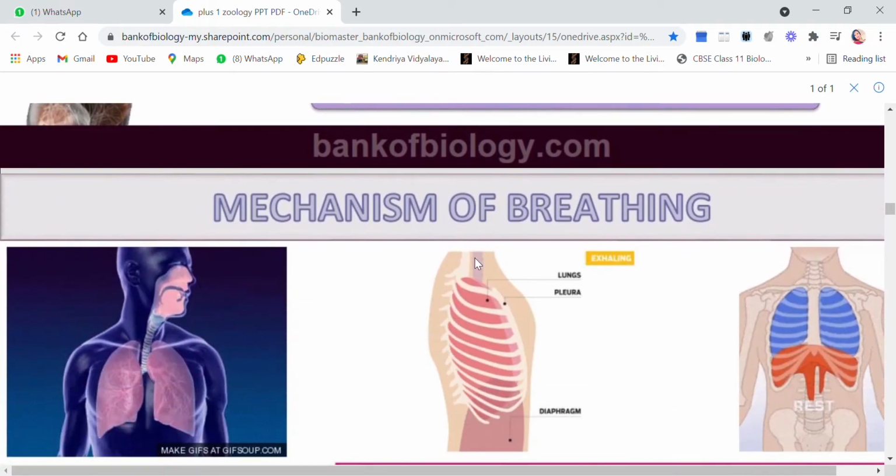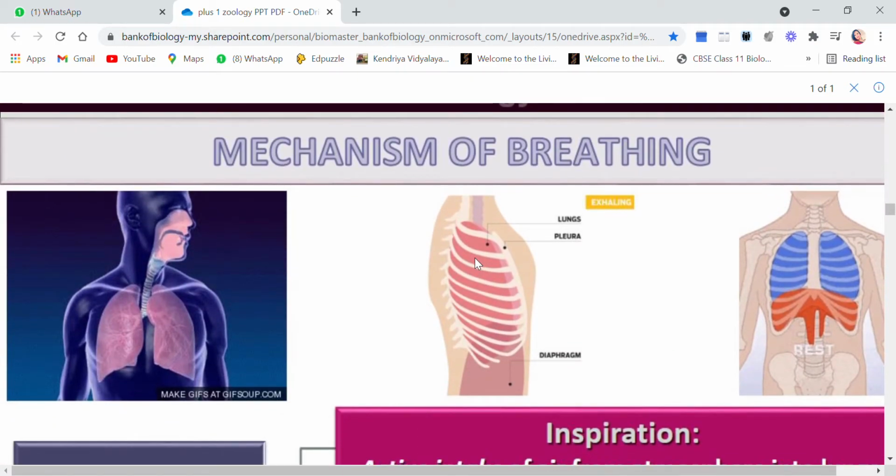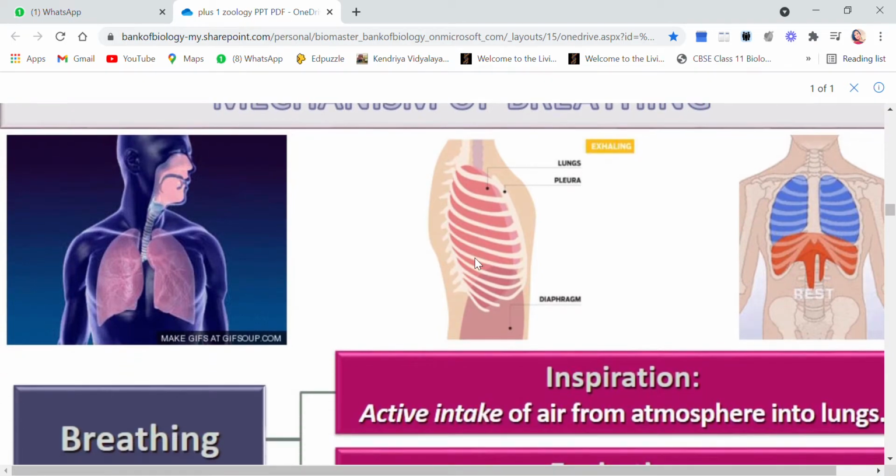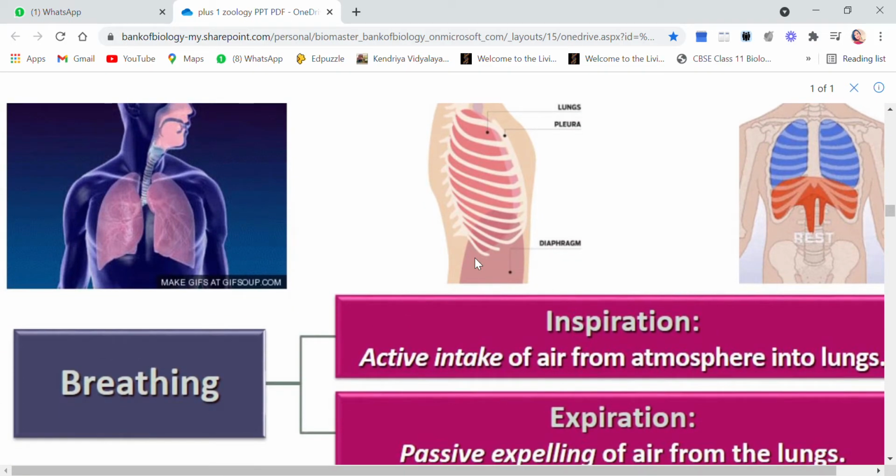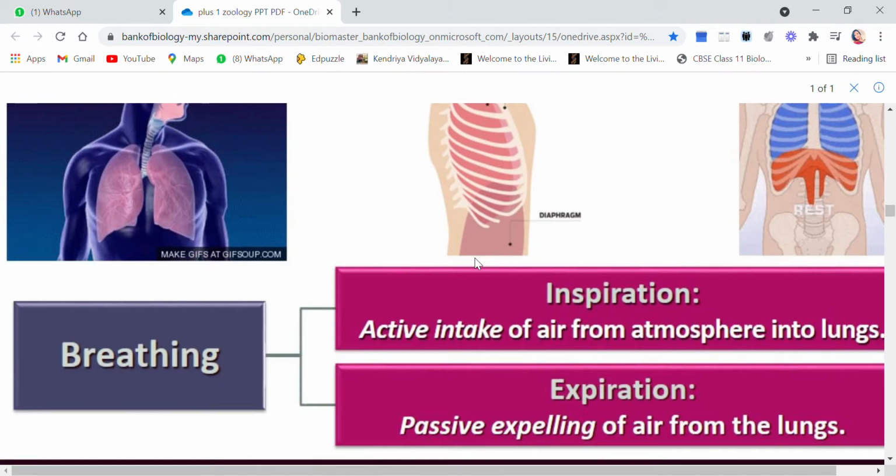Now, the first thing that we will do here is breathing, that is pulmonary ventilation or breathing. So, we have to understand what is the mechanism of breathing. So, children, breathing involves two steps as you see. The first is inspiration, which is also known as inhalation. Okay, and the second one is expiration or exhalation.